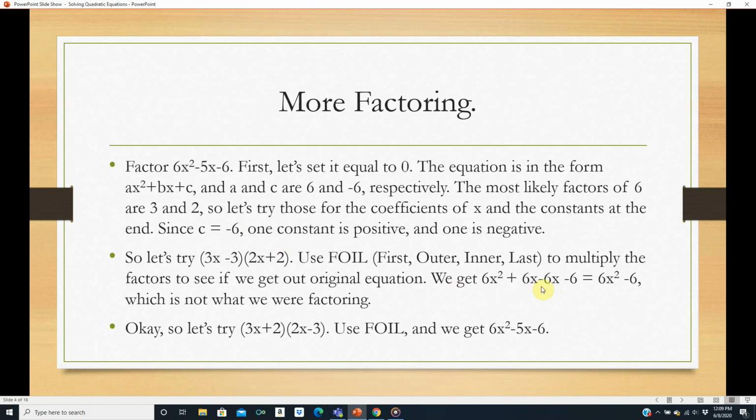Trouble is, 6x minus 6x is 0, so we just end up with 6x squared minus 6, and what we're looking for is 6x squared minus 5x minus 6. Alright, so let's move things around.